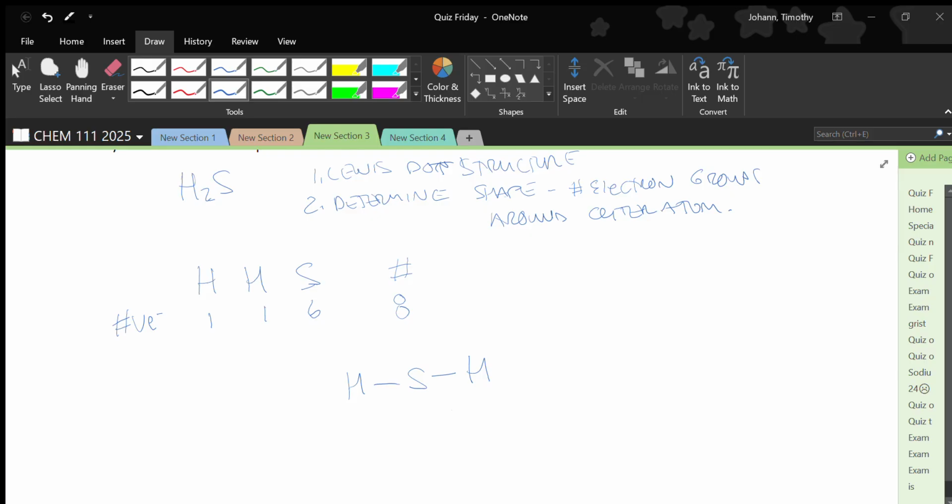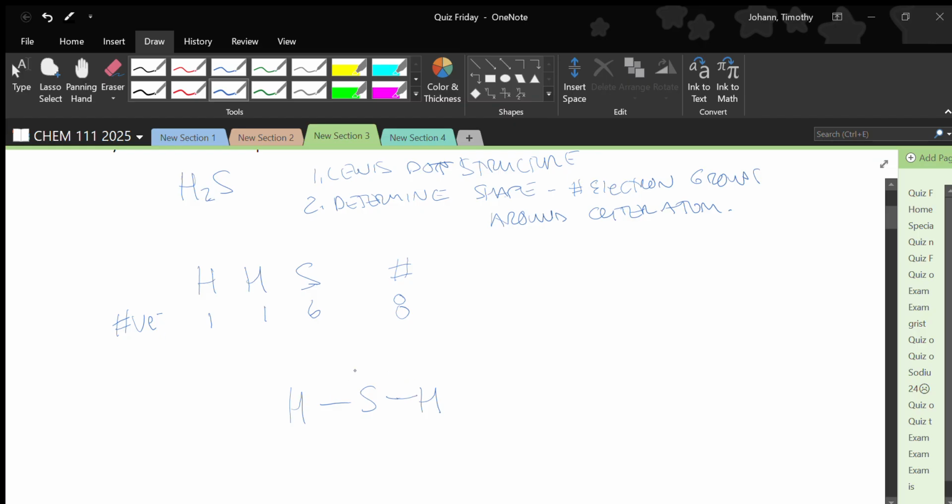I need to fill up the sulfur. I have 4 electrons, right? 2 for each bond on the sulfur right now. So 2 there, 2 there. And so I have 4 more to add to get it to 8. And I actually have 4 more. That was lovely. All right, so we'll do that. All right, and that's my Lewis dot structure.